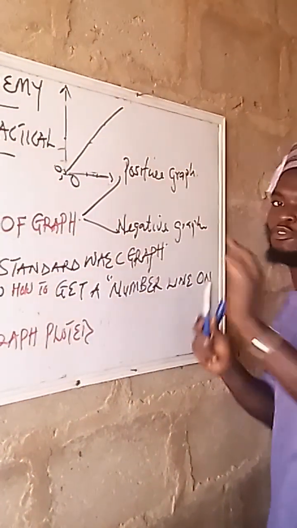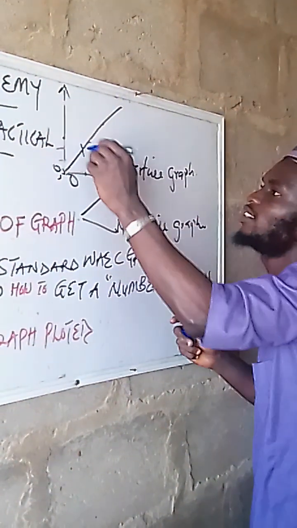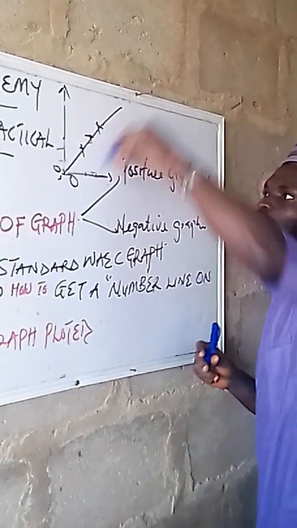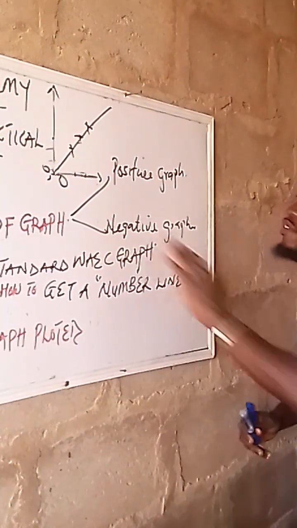This type of graph, if you have this in the upcoming exam, you plot a graph and it's lining like this, down like this, we call it a positive graph. Let's quickly move, because we have a long way to go.